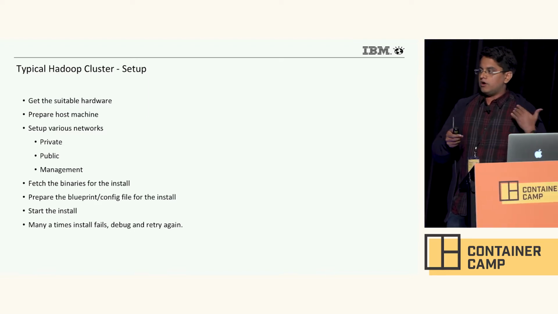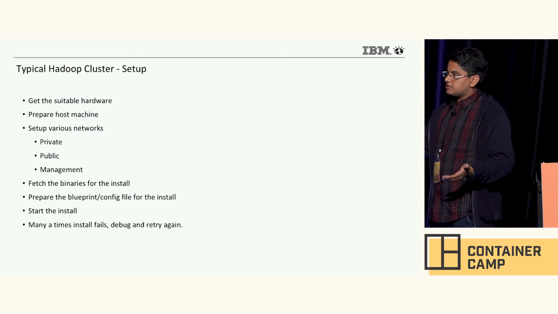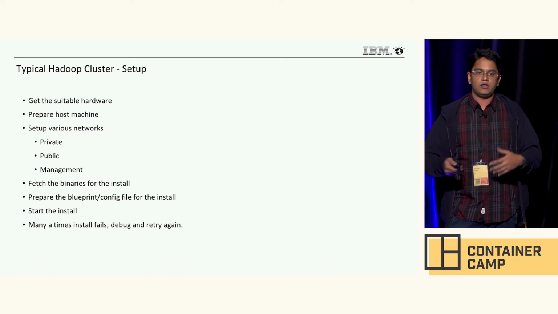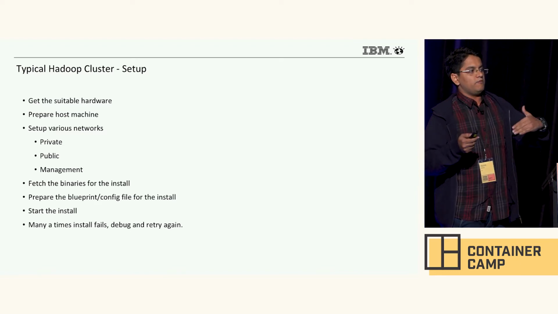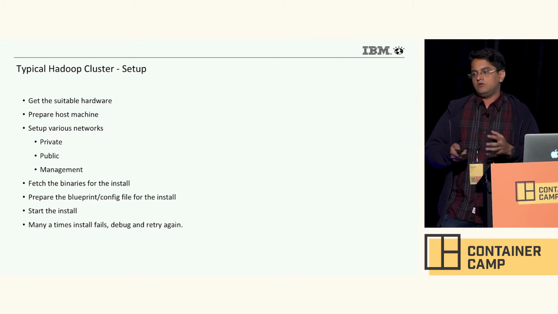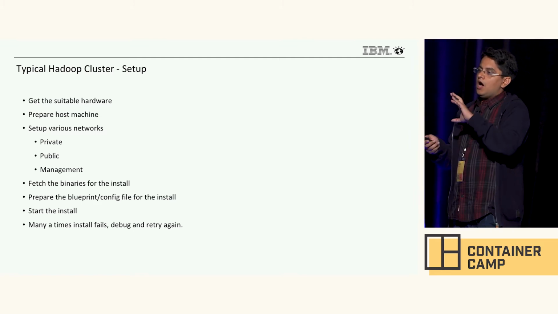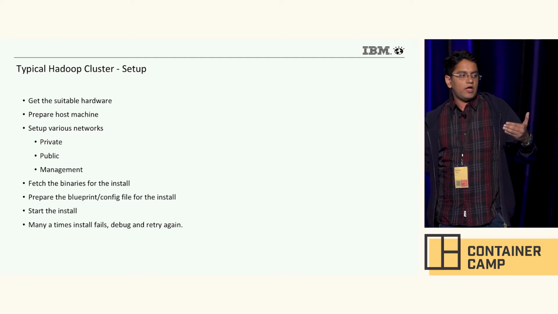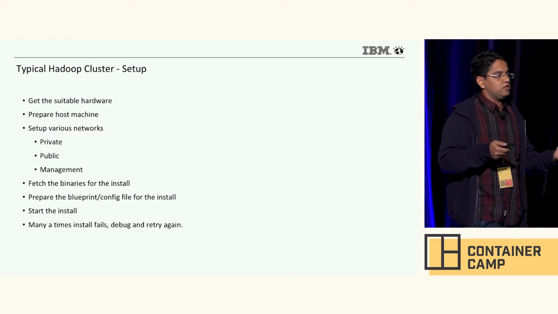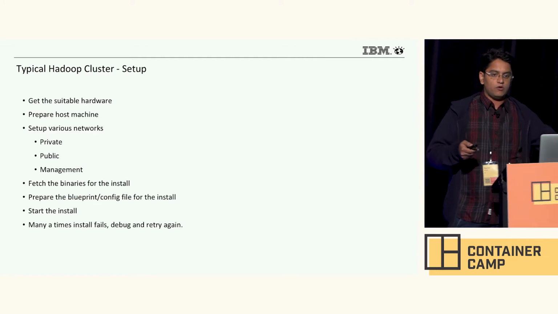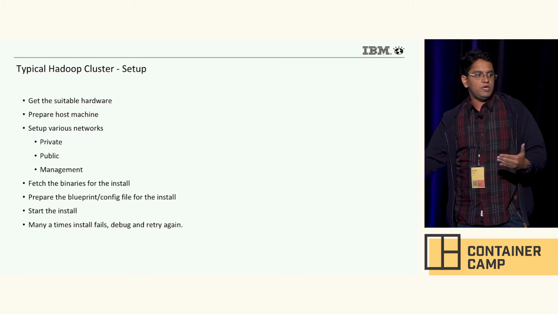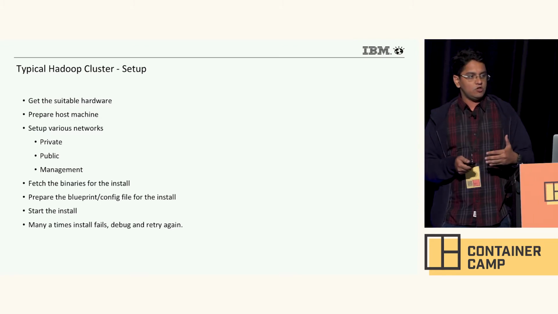Once your environment is ready, you get your binaries on those machines and install. Before doing the install, you prepare your configuration. Your configuration will say how many services you will need for this Hadoop cluster and where each service is going to sit. Like my name node will be running on host A, my secondary name node will go on host B, and how I'm going to maintain HA of it.